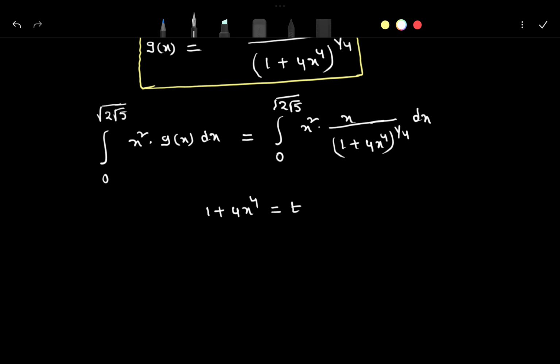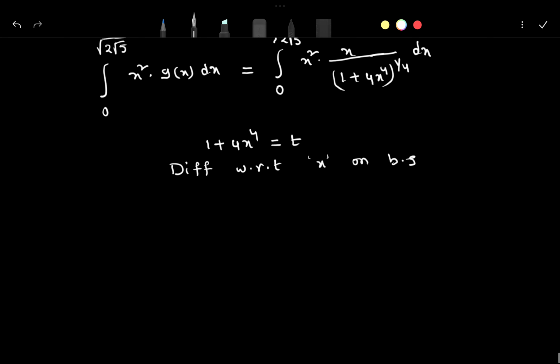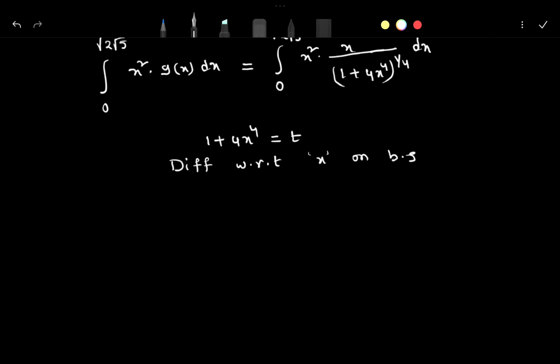This one you take as that t. Now differentiate with respect to x on both sides. Differentiate with respect to x on both sides.